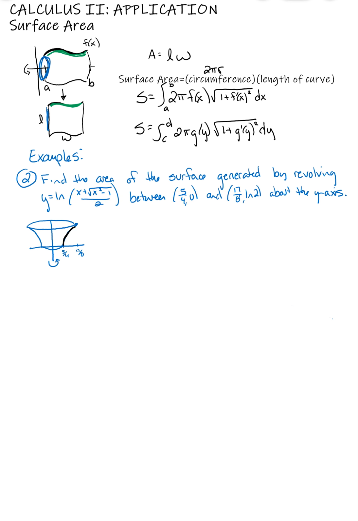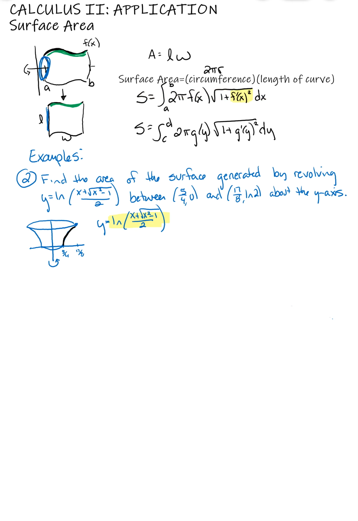Okay, so we're dealing with y equal to the natural log of (x + √(x² − 1))/2. We have a function y in terms of x, so it looks like we're going to use this first formula. And don't forget where that comes from. We talked about that in the previous video. But looking at that, I recognize that I'm going to have to find f prime squared, which means I'm going to have to take the derivative of this and then square it.